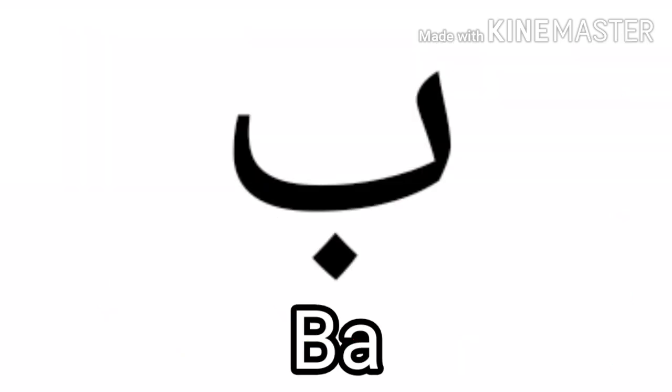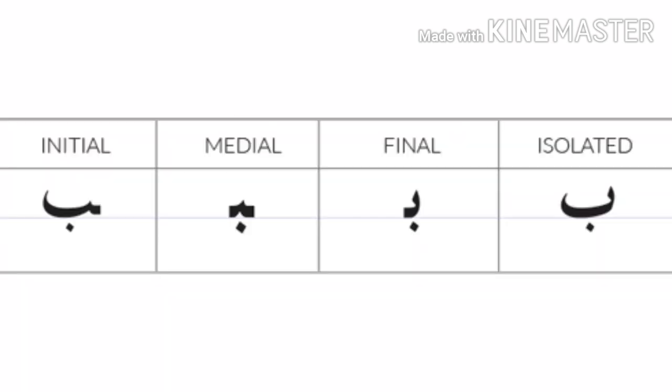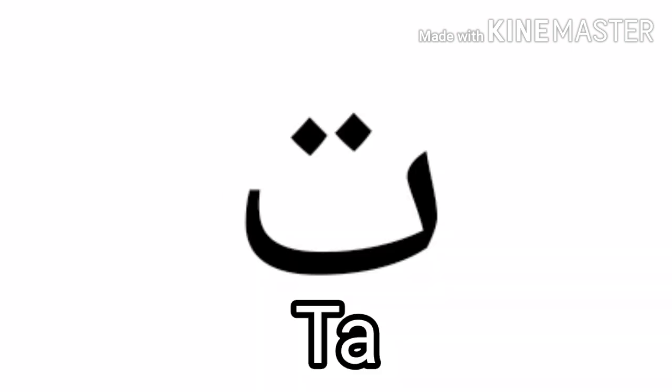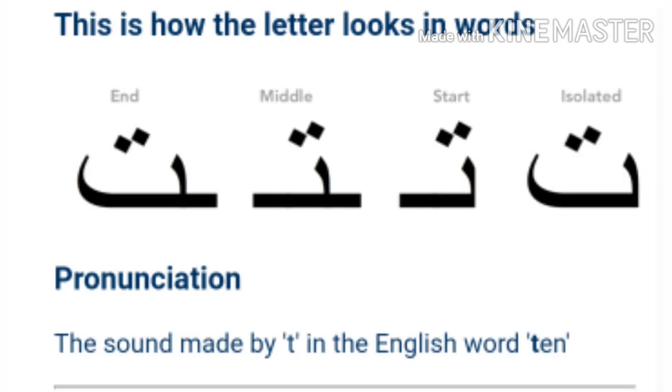Next is Ba. This letter makes a B sound and it's a curve with a dot on the bottom. This letter has all the types of forms. So here's how to write them. Next is Ta. This letter makes a T sound and it is like the Ba, but there are two dots on top. So here's how to write them in all the forms.